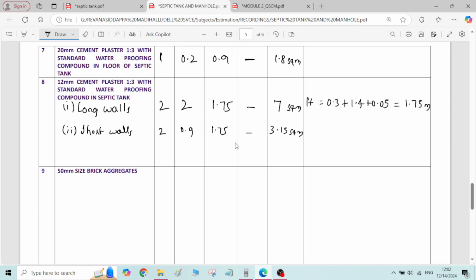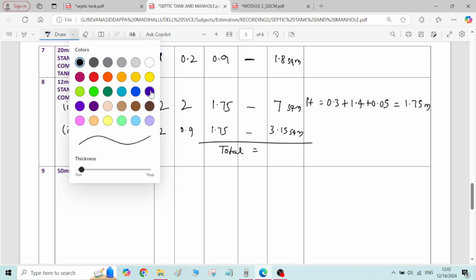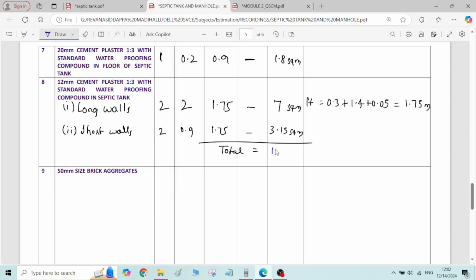Okay. So the total plastering work is equal to how much? 7 plus 3.15 means we will get 10.15 square meter as the answer.